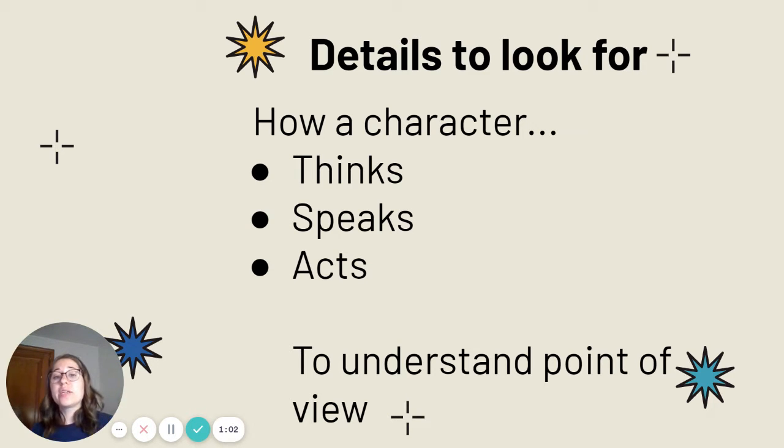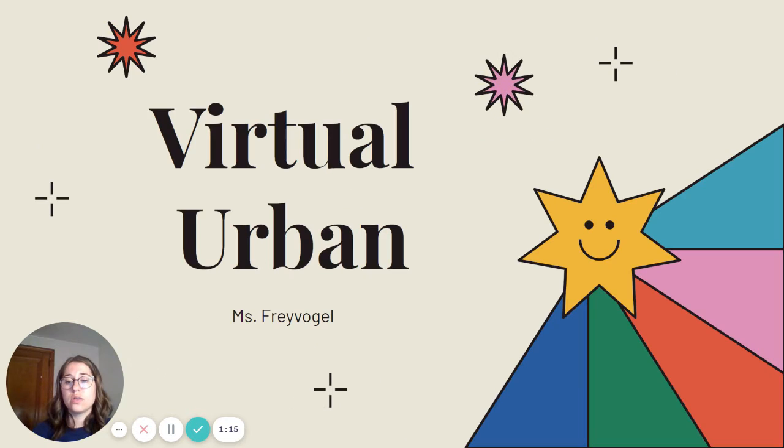So to understand point of view, here are some details that we can look for. We can look for how a character thinks, speaks, and acts. And if there are any pictures in the story, we can also look at those to help us figure out the point of view.